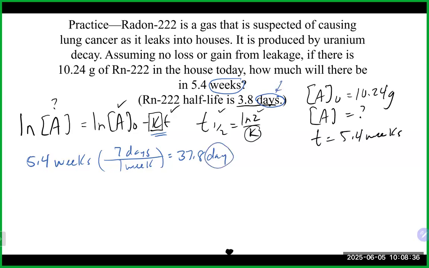Now you don't have to do that. You could have converted the half-life into weeks and done it that way. They both really should come out the same. At this point, I'm going to use my half-life equation and rearrange it. They basically swap places: the half-life and k just switch. And that's going to give me k equals the natural log of 2 divided by 3.8 days.